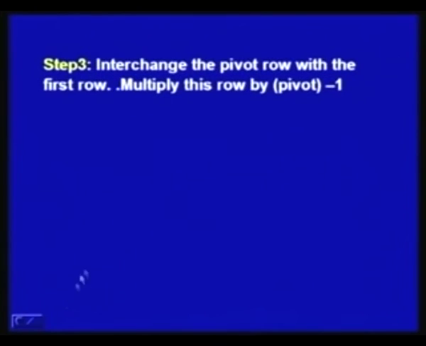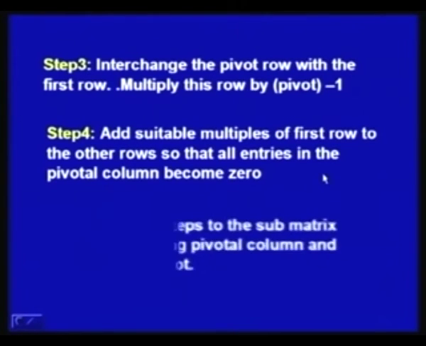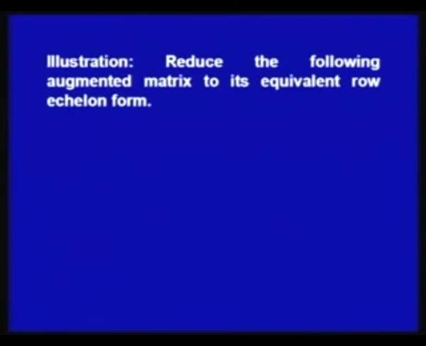The next thing is to interchange the pivot row with the first row, and multiply this row by the pivot inverse. Finally, add suitable multiples of the first row to the other rows, so that all entries in the pivotal column become 0. Then we can apply this method to the submatrices after removing the pivotal column and the row containing the pivot. Let us see this with an illustration.